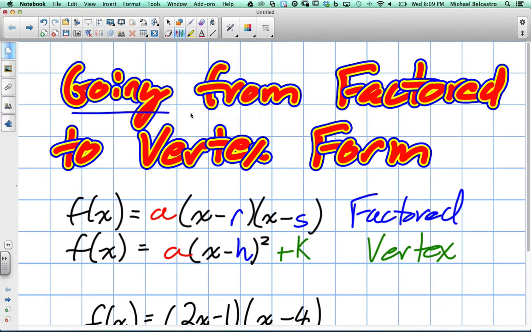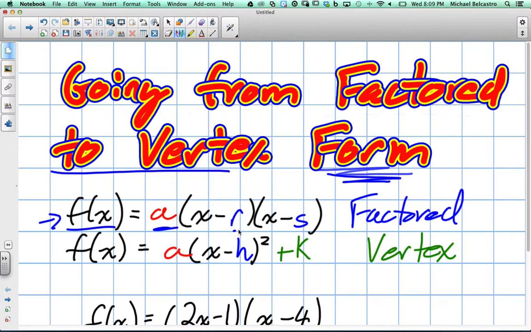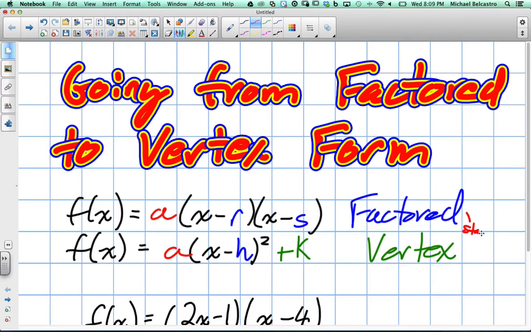Okay, we're going to work on going from factored form of a quadratic to the vertex form of a quadratic. Here's our factored form. Let's write f of x is equal to, and we use letters to represent these numbers here. This is called our factored form, and we want to go to vertex form. It's very common to tell a student that to go from factored to vertex, you need to go to standard, and these are the three real types of forms we use.